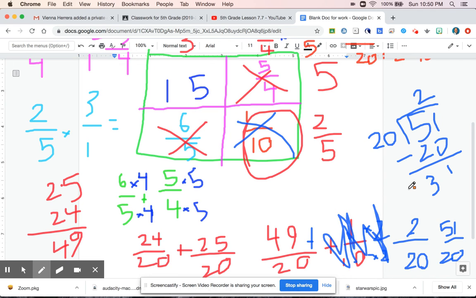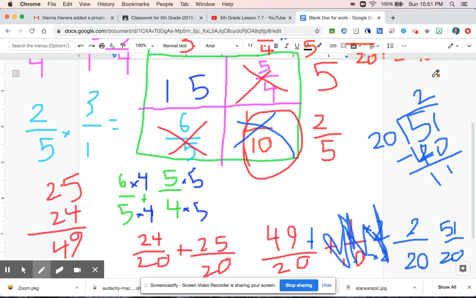Wait, did I do that right? What's wrong with me? 20 times 2 is 40. Why did I say 20? 20 times 2 is 40. 1 minus 0 is 1. 5 minus 4 is... Oh, I'm going to erase this so it doesn't confuse you. I'm sorry about that. 20 times 2 is 40. 5 minus 4 is 1. So now I have 11.